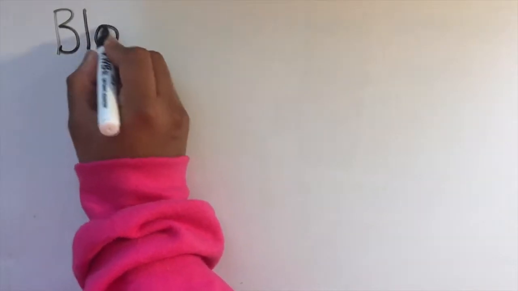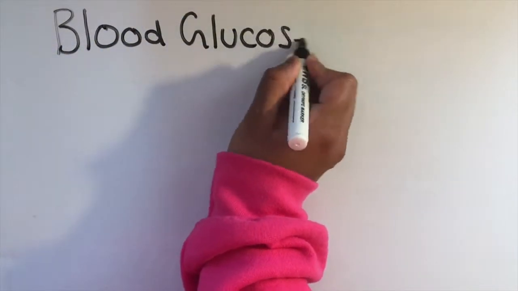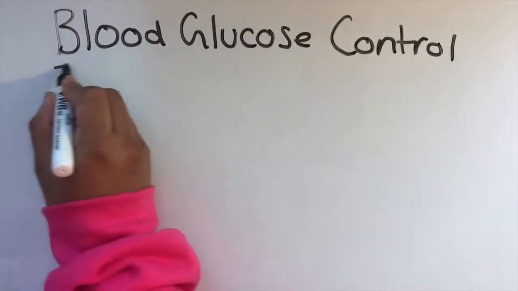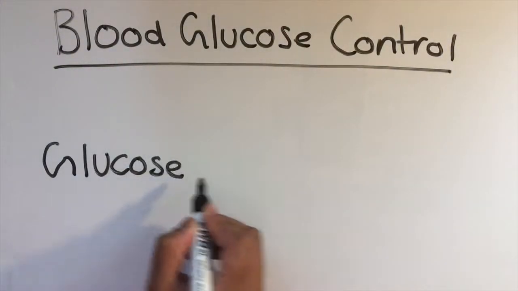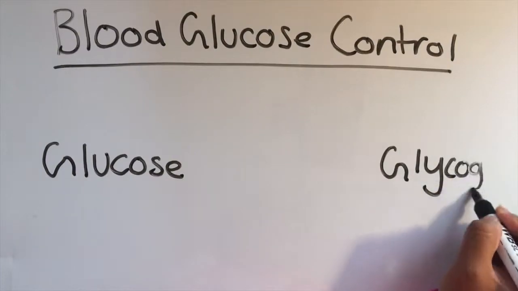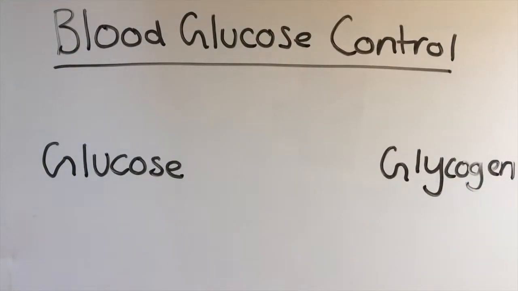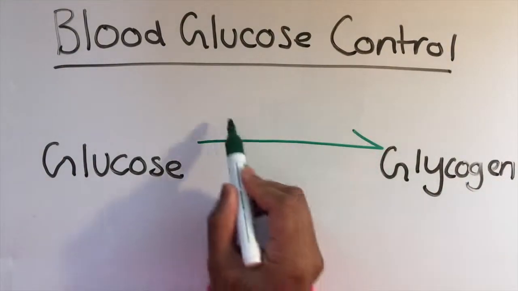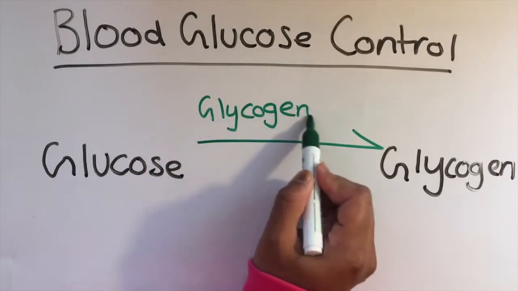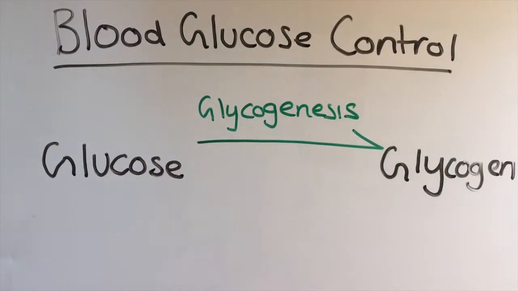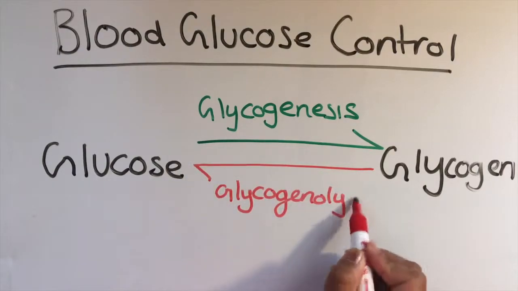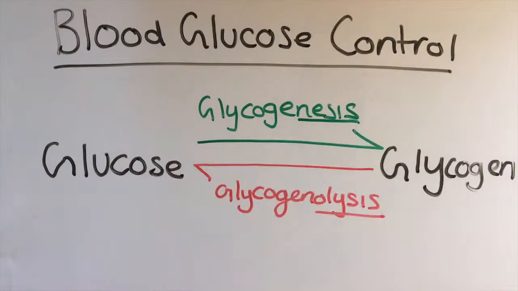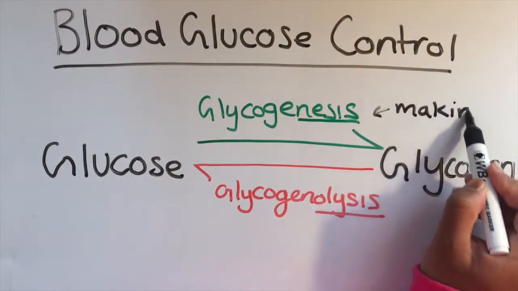So today we're going to talk about blood glucose control. We have a molecule called glucose in our body that either rises or decreases depending on whether we've eaten or not. In order to convert this glucose into glycogen, a process called glycogenesis occurs that is activated by insulin. And to do the reverse, we need glycogenolysis, which is activated by glucagon.